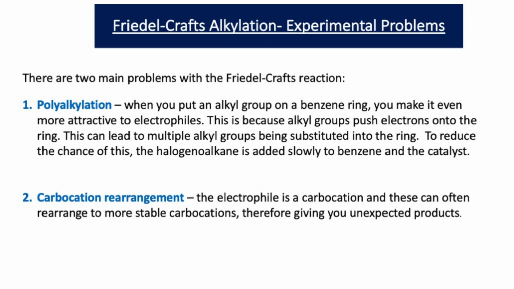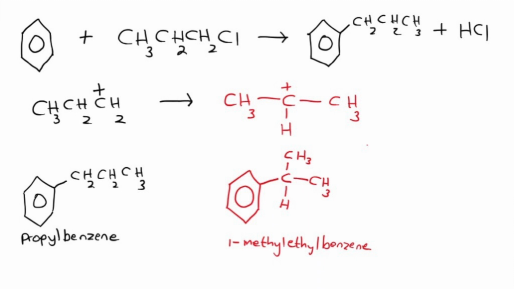So if you have a primary carbocation, it could rearrange to a secondary carbocation, and therefore you will get unexpected products in this reaction. So the best way to explain this is to look at this example. So if I have benzene reacting with chloropropane, I would expect to get propylbenzene and hydrogen chloride. Now I'd expect to get this because my electrophile would be CH3CH2CH2+, a propyl group with a positive charge.